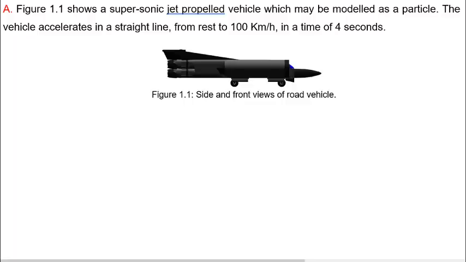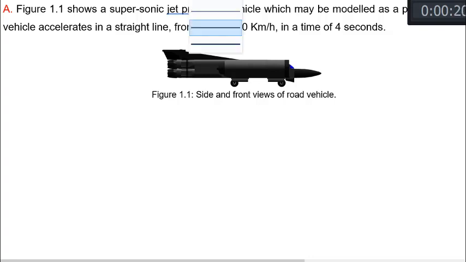So in this problem, we have a jet-propelled supersonic vehicle that's accelerating from 0 to 100 kilometers per hour in a time of 4 seconds. So the first thing we're going to do is convert 100 kilometers per hour into meters per second. And in order to do that, we will use a simple conversion. So we have 100 kilometers per hour.